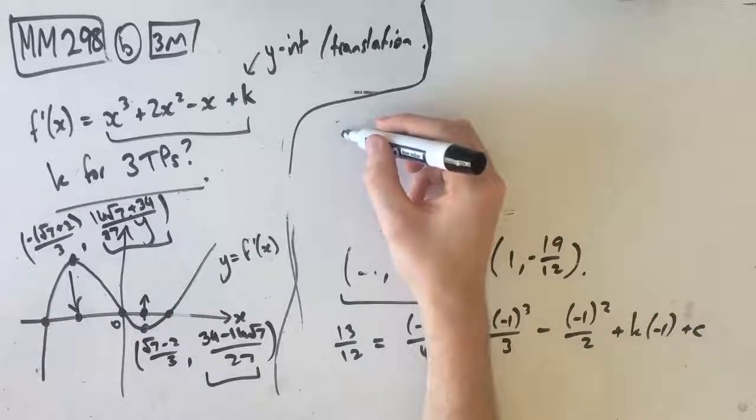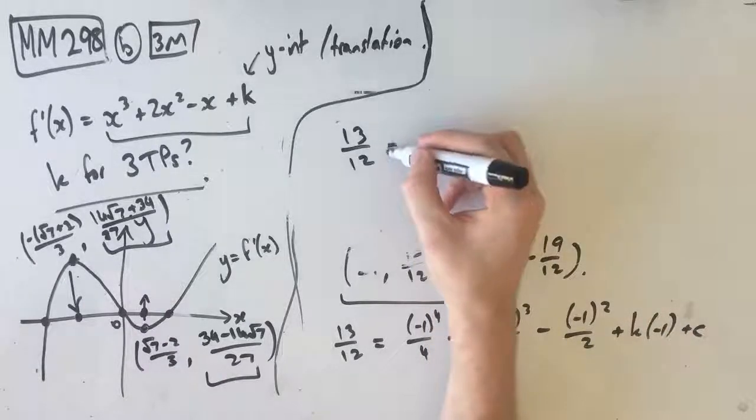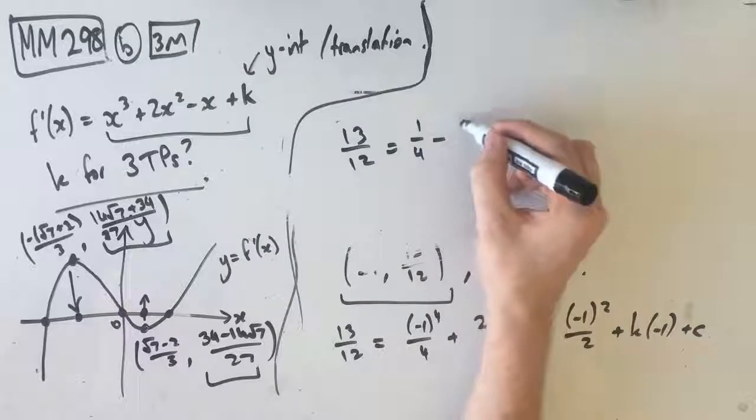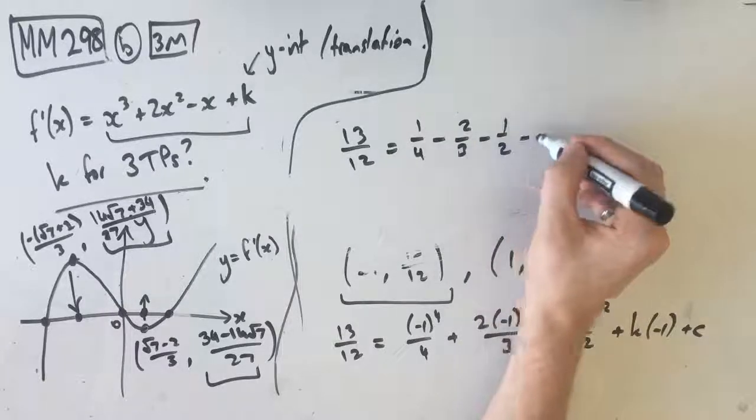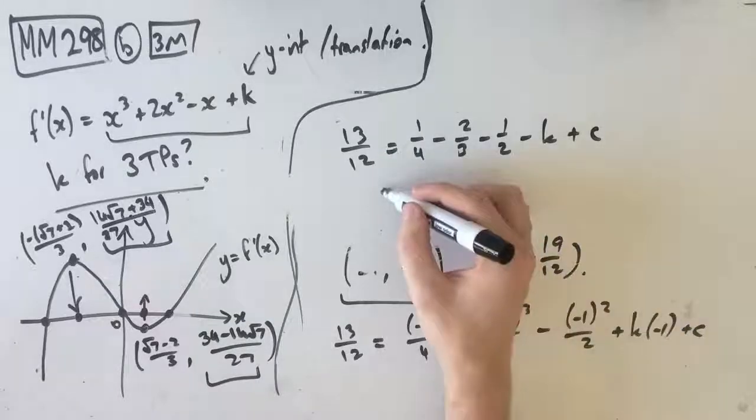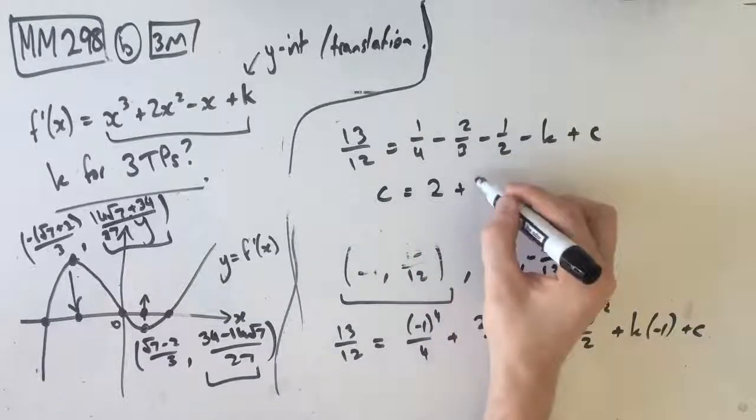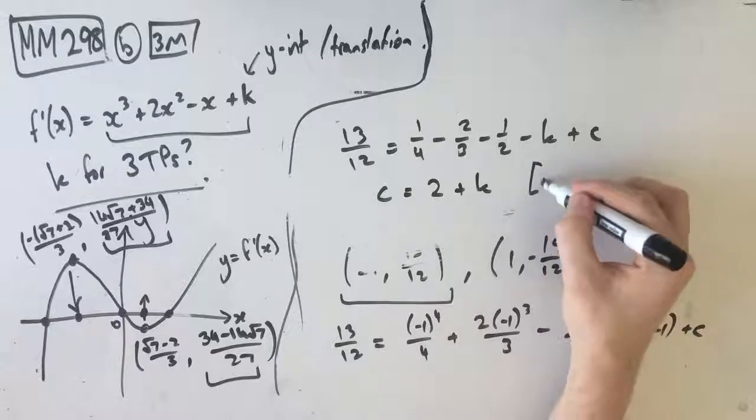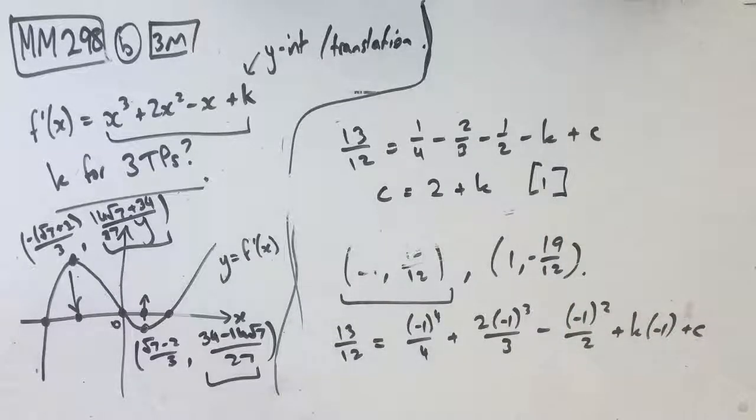So simplifying this, we get 13 on 12 equals 1 over 4, take 2 over 3, take 1/2, take k plus c. Awesome. And then we can simplify all this to c equals 2 plus k. And that's our first simultaneous equation. Now you could put these in your calculator, but I'm just doing this to show you what's happening here. So that's our first mark.